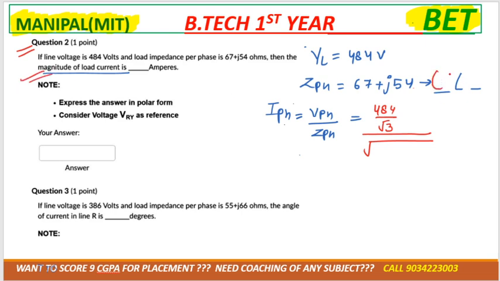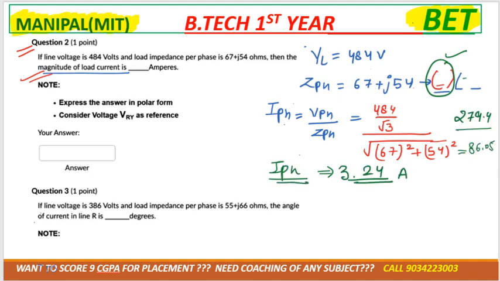Whatever magnitude you get in polar form, you can put it here, or another formula is the square root of R square plus XL square, right? So 67 square plus 54 square. Either you can convert it into polar form, or you can do it by this method, and the value will be the same. Then after solving you will get the IPH value. Okay, so its answer is 3.24 ampere, right?